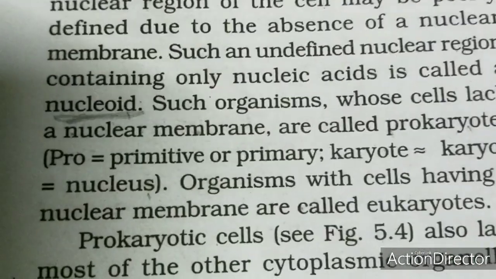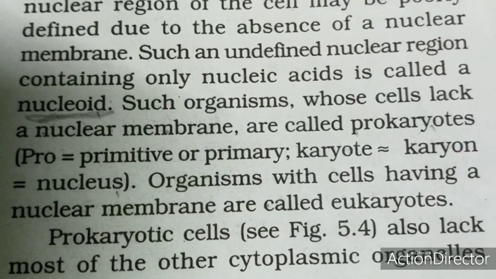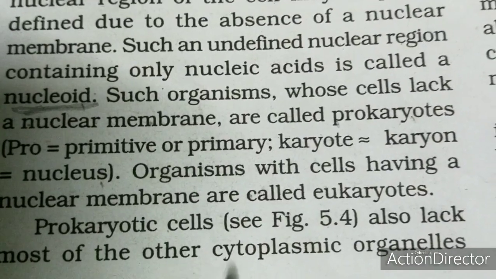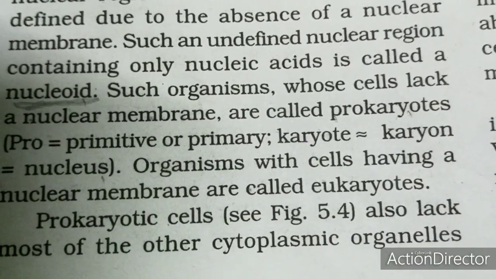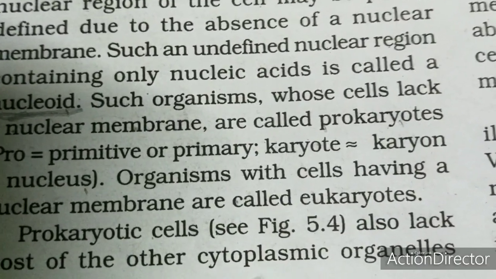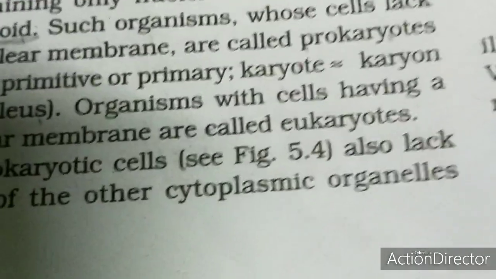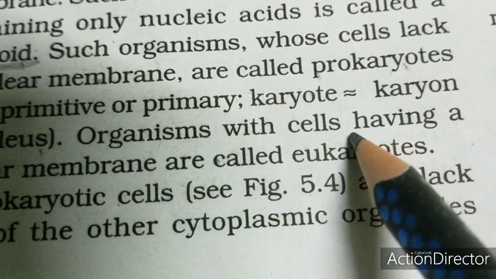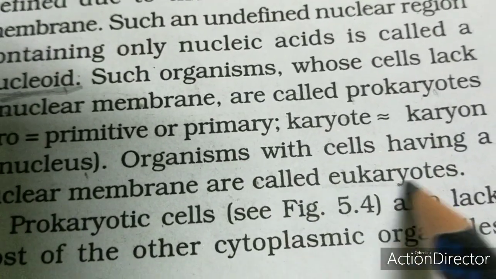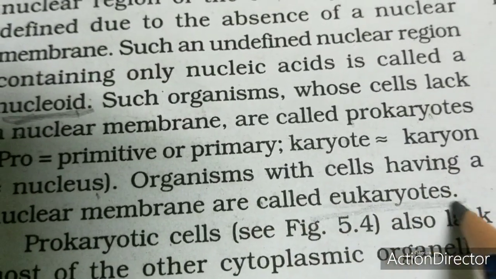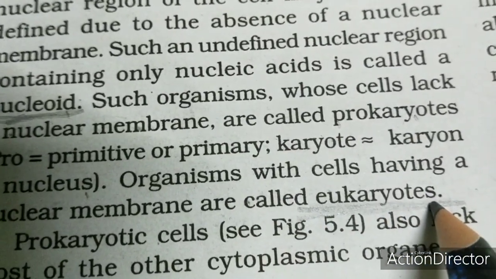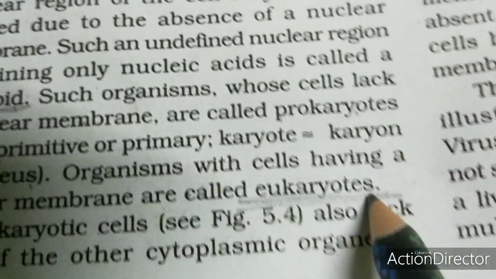And prokaryotic cells also lack the organelles. We will study in the later part what these organelles are. Such organelles are also absent in the prokaryotic cell. On the other hand, the organisms with cells having a nuclear membrane are called eukaryotes. Eukaryotes means a well-defined nucleus is found in cells.